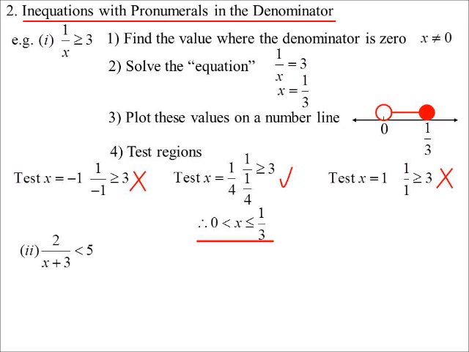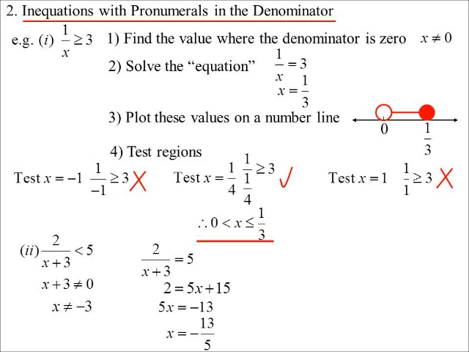Let's try another one. 2 on x plus 3 is less than 5. All I do is, the bottom of the fraction can't equal 0. Okay, there's one of my key points, -3, can't equal that. Now I solve it like an equation, and I get, eventually, there it is, -13 on 5. So they're my key or my critical points. All right, in this case, neither of those points are included, because it's just a less than.